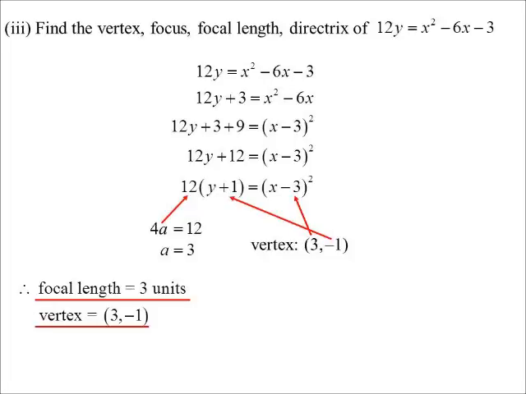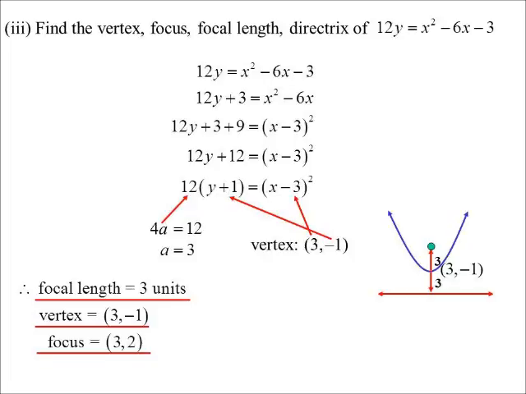Draw myself a little picture just to confirm it. It's concave up. There's my vertex. Focus is a focal length above. In this case, what was it? Yep, there, 3. So if I go up 3, the focus is (3, 2). And the directrix, focal length below. So it'll be y equals negative 4.